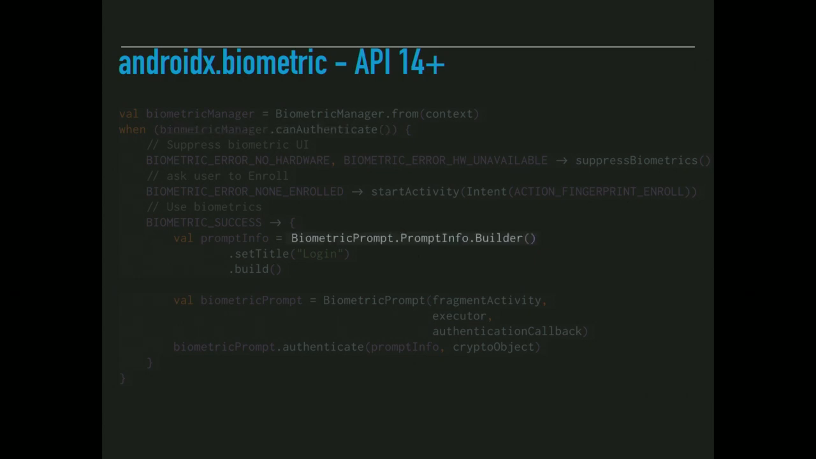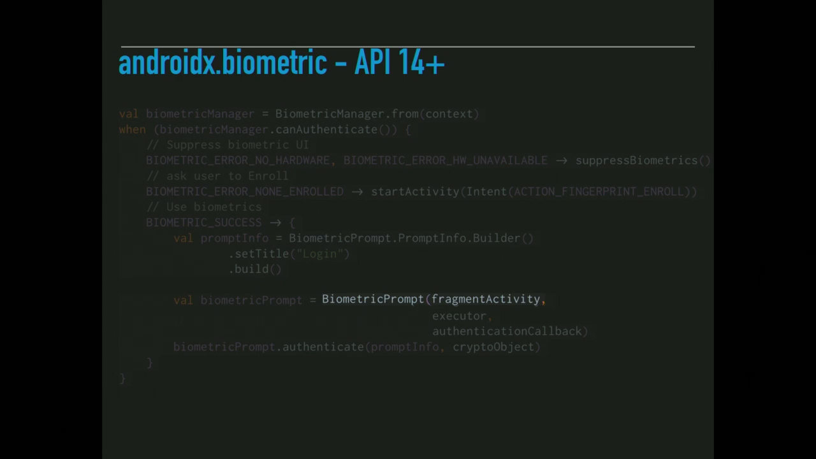Instead of building the biometric prompt using a builder, now they have this additional intermediate object called a prompt info, which basically has the same set of information for the title and other things. You put that in there, and then you take that prompt info and you're going to pass it into authenticate later. But to get the biometric prompt, you now call a constructor on biometric prompt for the Android X version.